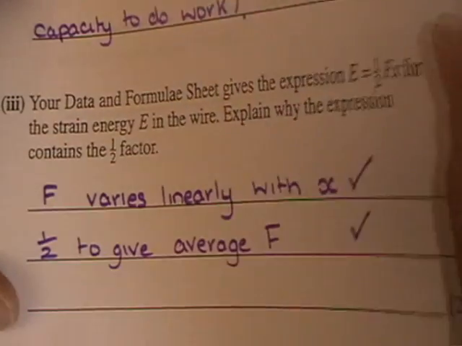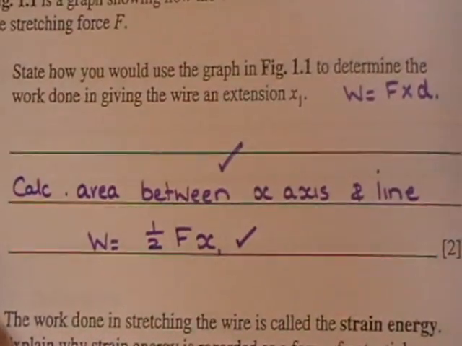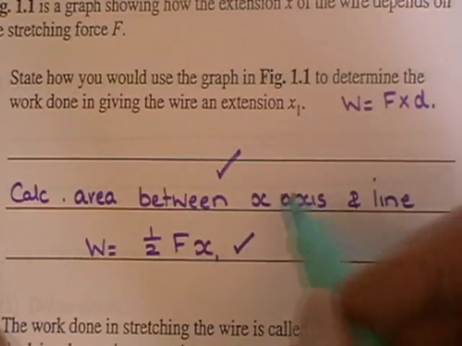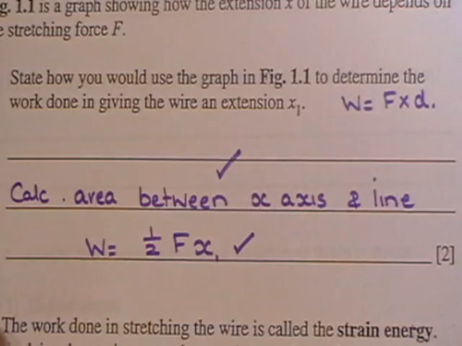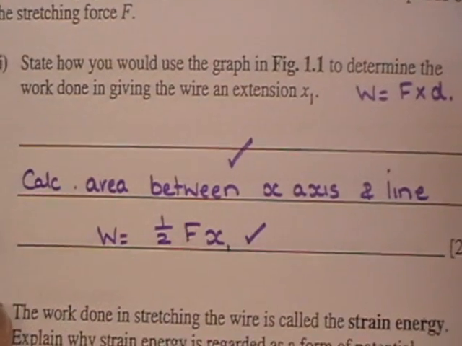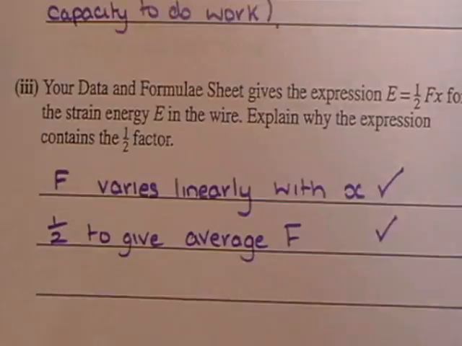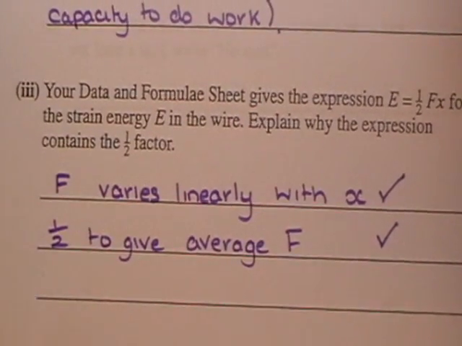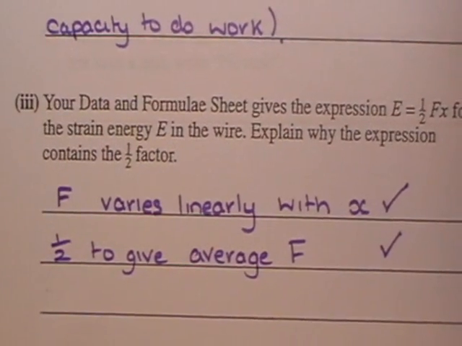It would be good to learn that answer off. They don't really accept the idea about the calculation of the area between the axis and the line and the half there, that it's a triangle, that's half. They don't seem to be that keen, certainly in the mark scheme anyway. So you'd be better learning that there, that F varies linearly with x, and then you have to have it give an average force by distance, because obviously the force is changing there.